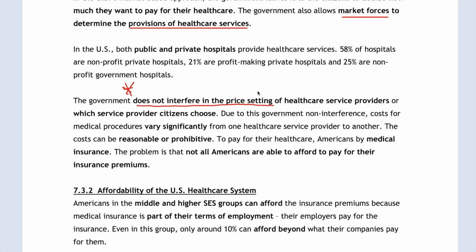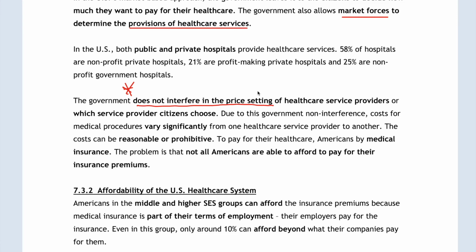As a result, there will be a lot of different costs. One person might have the same procedure as another person, but they end up paying very different prices. Some of these costs are reasonable, some are very prohibitive. To pay for their healthcare, most Americans have to rely on medical insurance.